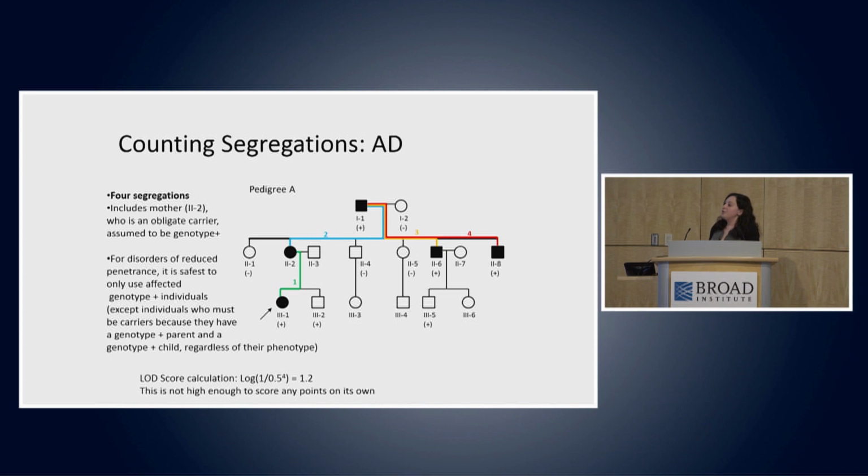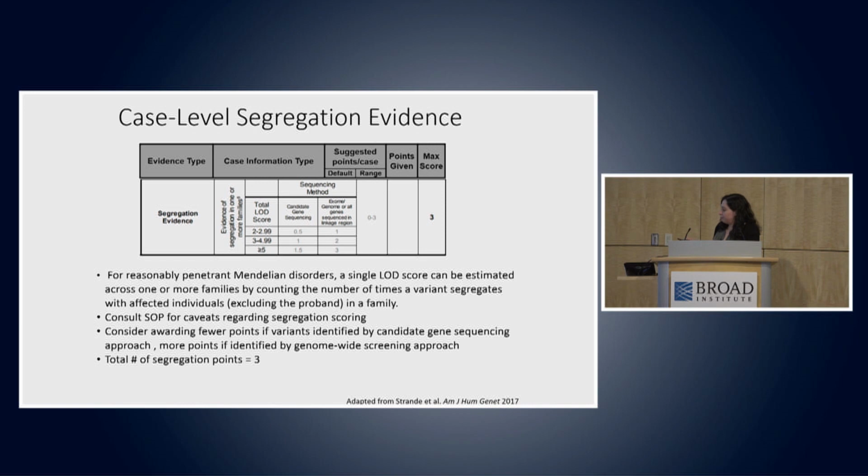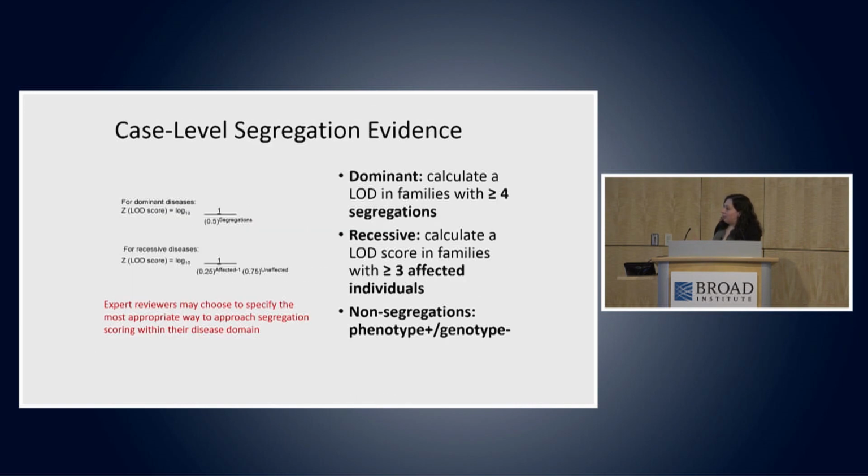For disorders of reduced penetrance, it's safest to only use affected genotype positive individuals, except for individuals like this mother, who must be carriers because they have a genotype positive parent and a genotype positive child. So regardless of her phenotype, we could count her because she has the 2 individuals on each side. So in this case, because we have 4 segregations, if you go back to the formula here, we would put in 4 segregations here.